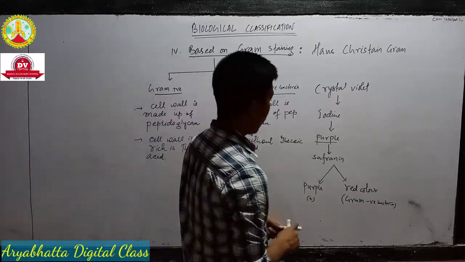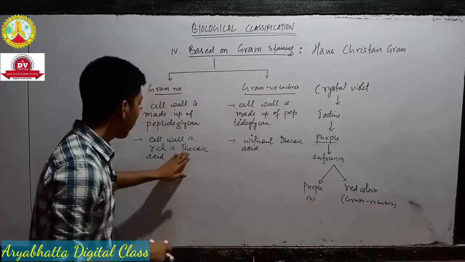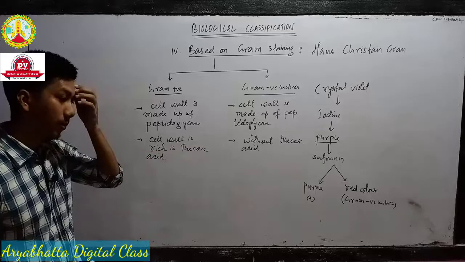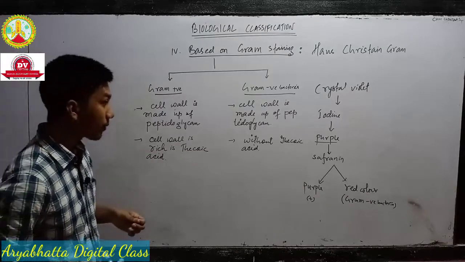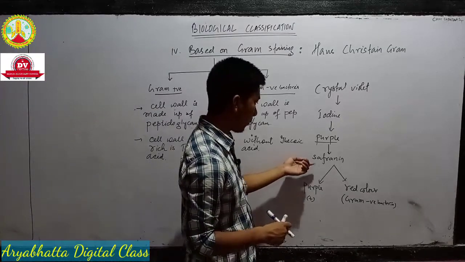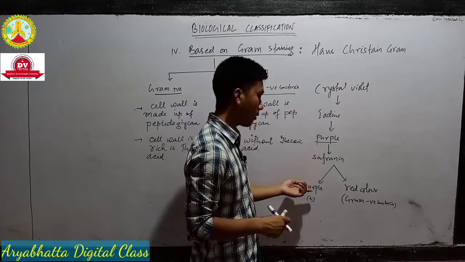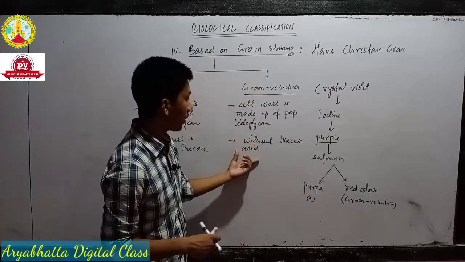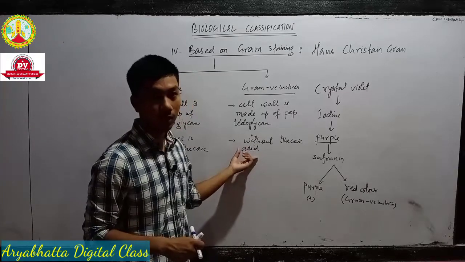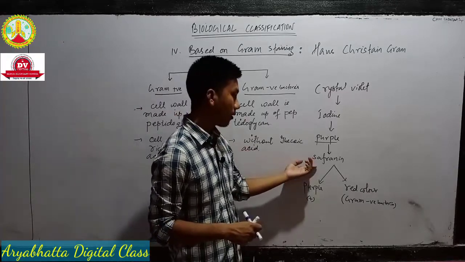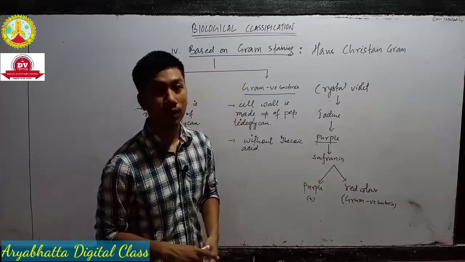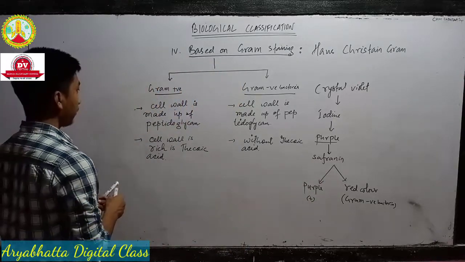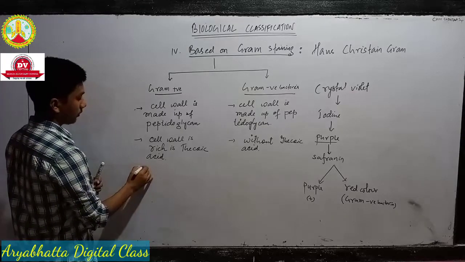Why? Because of the presence of teichoic acid in the gram-positive cell, even after the addition of safranin the color did not change, it remains purple. Because in gram-negative bacteria the teichoic acid is not there, after the addition of safranin its color changes into red color. Okay, so these are the things that you need to know.